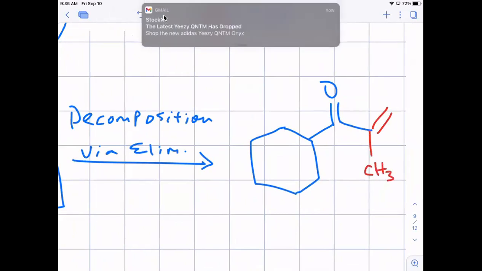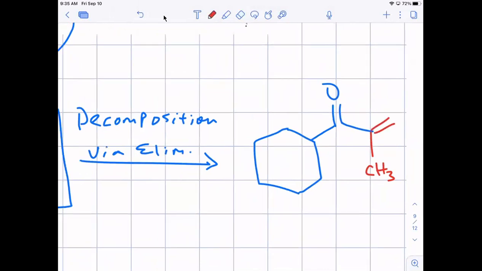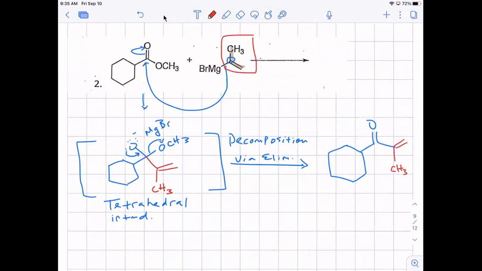All right, questions about that? Or about what just happened? Why did it decompose again? It's just that's the nature of the addition to an ester, right? That intermediate is not going to stay like that, right? So the intermediate is going to decompose just because of the nature of the starting material, which is an ester.